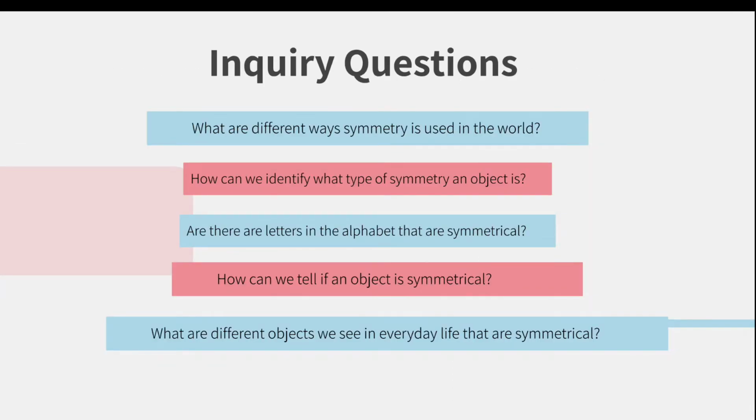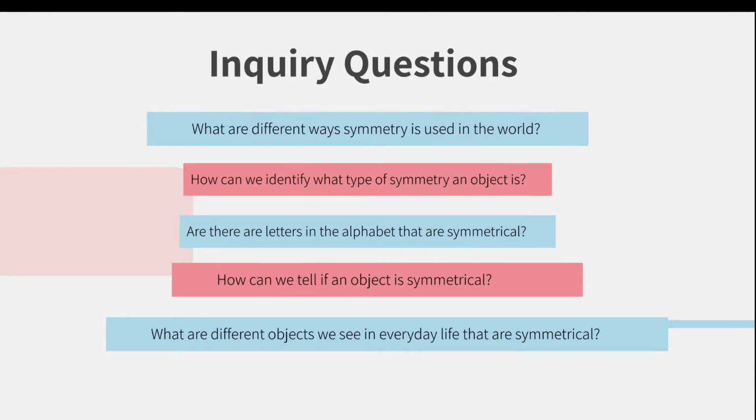Next, we have some inquiry questions that you could ask your students. What are different ways symmetry is used in the world? How can we identify what type of symmetry an object is? Are there letters in the alphabet that are symmetrical? How can we tell if an object is symmetrical? And what are different objects we see in our everyday life that are symmetrical?